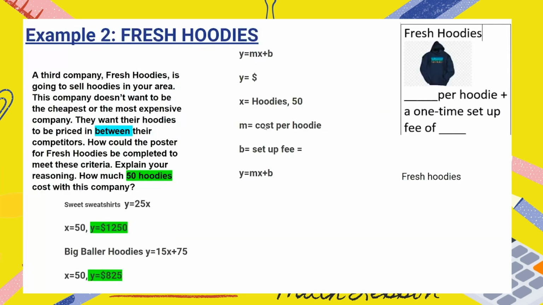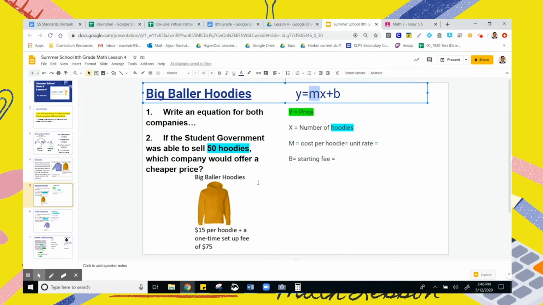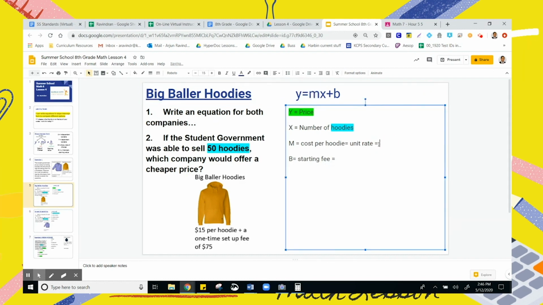So let's start by looking at Big Baller. First thing we have to recognize is that the independent variable is the number of hoodies. More hoodies means more price. The hoodies directly influence the price that we would pay. So X is the hoodies, which is the independent variable, and Y is the price, which is the dependent variable. M will be the cost per hoodie. M is the unit rate, which in this case is $15. So we'll just put a 15 right here.